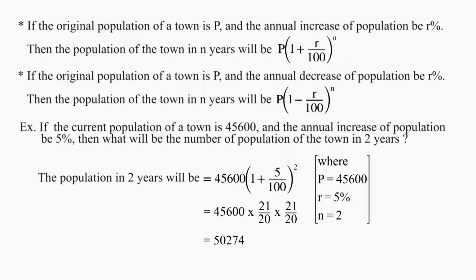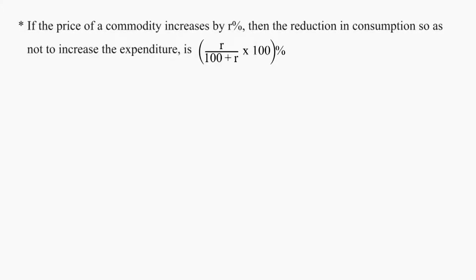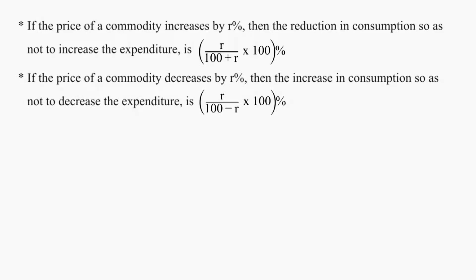Now let's proceed to the next rule. If the price of a commodity increases by R%, then the reduction in consumption, so as not to increase the expenditure, is R by 100 plus R into 100%. Alternatively, if the price of a commodity decreases by R%, then the increase in consumption, so as not to decrease the expenditure, is R by 100 minus R into 100%.